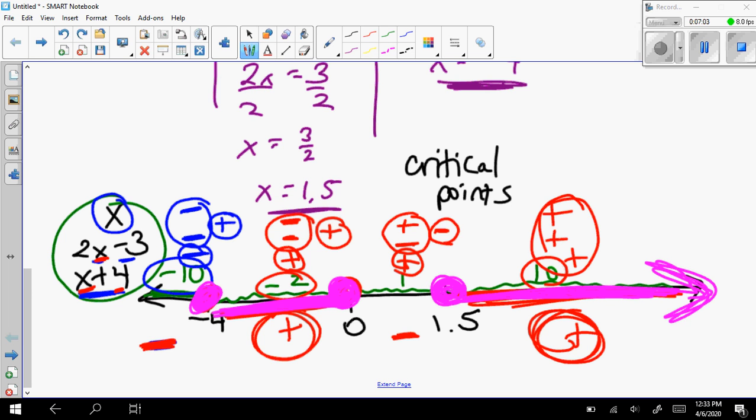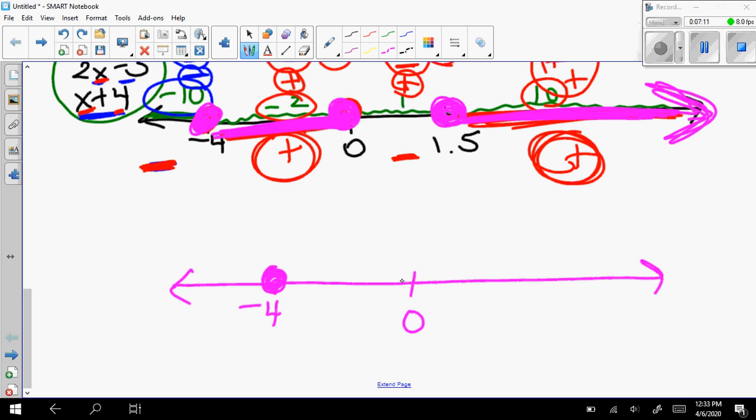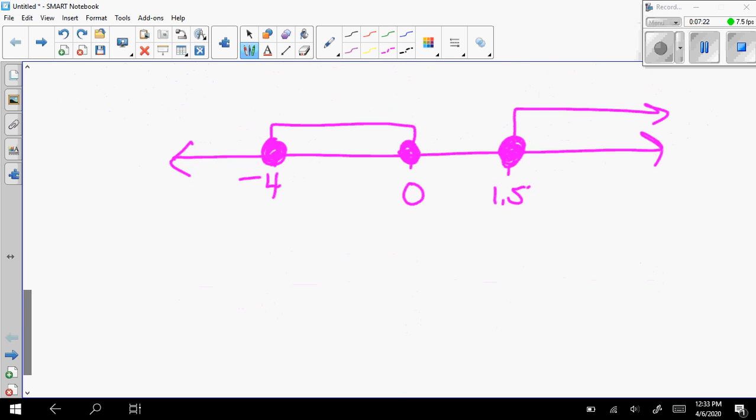All right, so again, if you want to see that number line, here's your final answer. Closed circle at negative 4 and 0 and all the numbers in between. Closed circle at 1.5 and anything greater. Now here's how you have to be able to write it. You have to be able to understand both of these. When you do your homework, you can write either one, but you have to understand both of these in case you were tested on this.